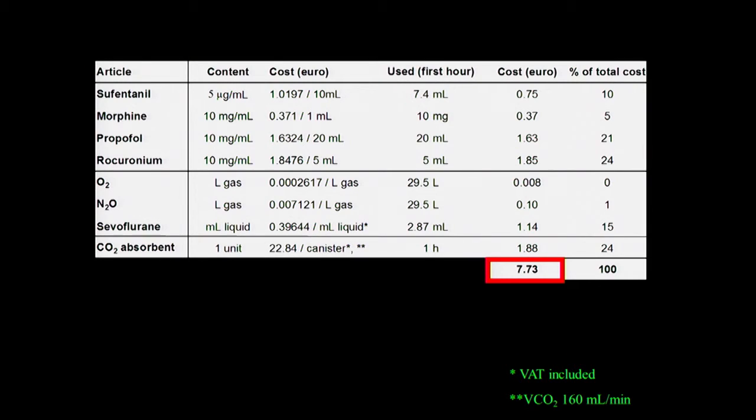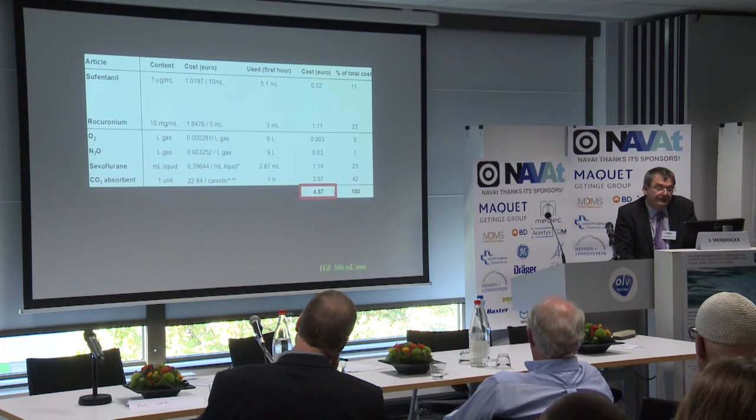So now let's translate it into costs, and these are the last 2 slides. Here you have my IV drugs, my gases and anesthetic agent, and CO2 absorbent, with the costs and the amount that I used. And you see, if you add it up, this is what we pay for each of these products. I end up with 7.73 euros. So I don't get there with 4 euros, but 7.73 euros actually covers the cost of the entire anesthetic. If I look at an extra hour of maintenance, it will cost me 4.87 euros.